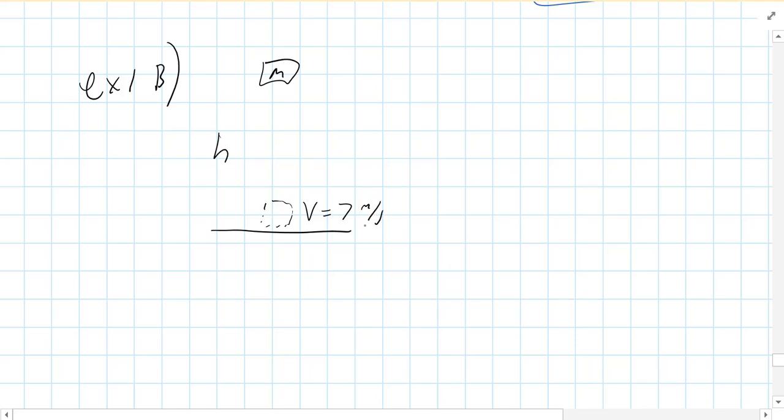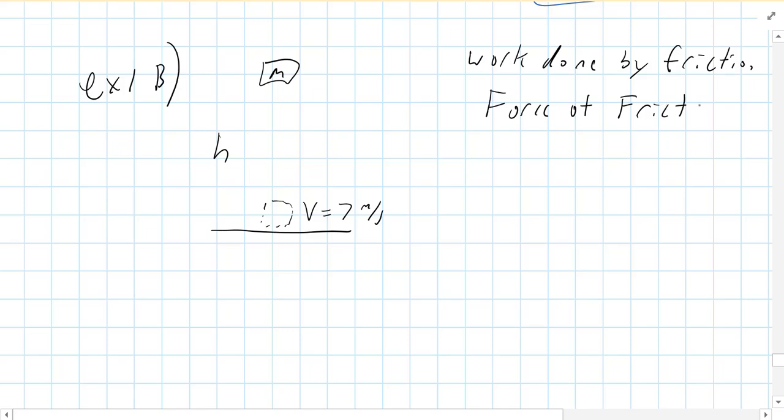And I'm going to ask you to find 2 things here. I'm going to ask you to find the work done by friction, and then I'm going to ask you to find the force of friction. So I'm asking you to find 2 things about friction. 1, the work done by it, and 2, the force of friction, okay? Now, this problem starts off exactly the same as the previous problem. So we had gravitational potential energy to start. We've got some work done by friction. And then after, when the book's getting ready to hit the ground, it's moving, it's got kinetic energy.